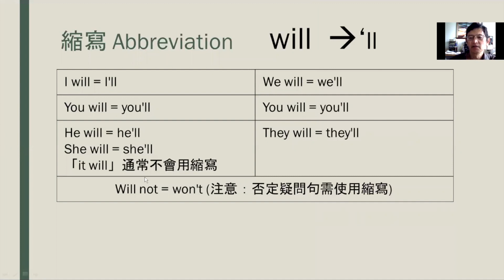The opposite of will is will not, and that abbreviation is won't. The next slide will give you examples of all of this. We can also say, before we get to the next slide, we can say we will not or we won't, he will not or he won't, or they will not or they won't.